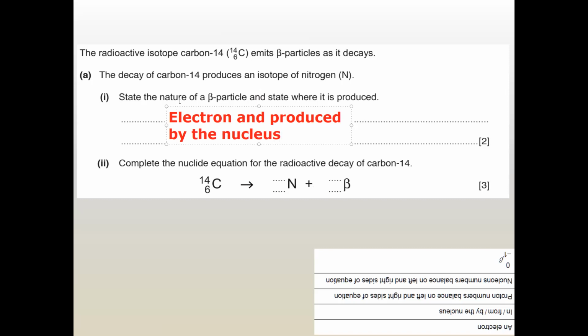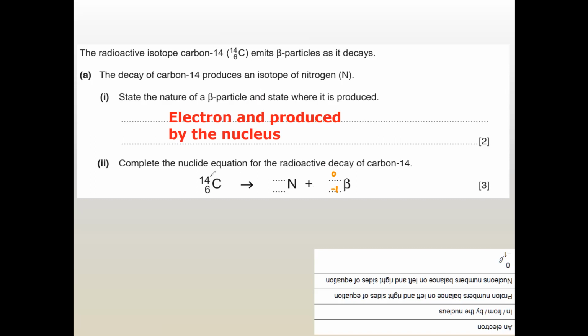So the source of these radiations is the nucleus. Even alpha is emitted from the nucleus, beta is emitted from the nucleus, and the gamma, which we'll discuss, will also be emitted from the nucleus. So we have to complete this equation. Beta is 0 and -1.